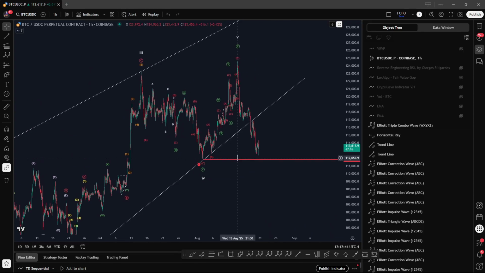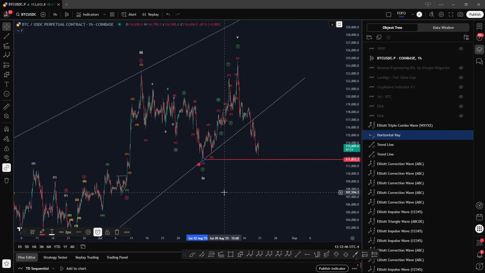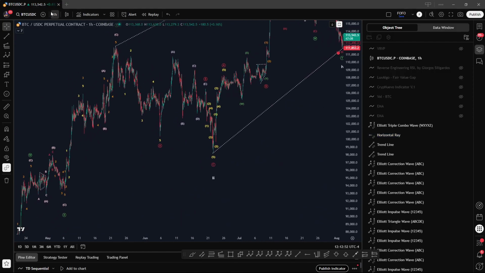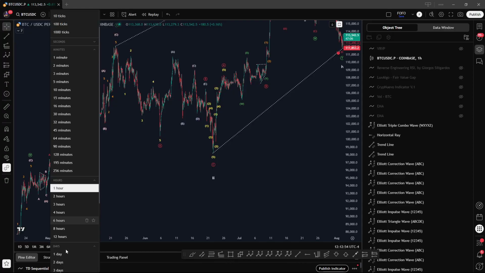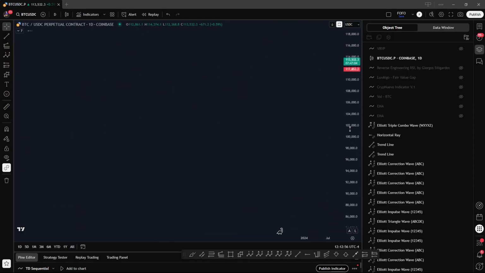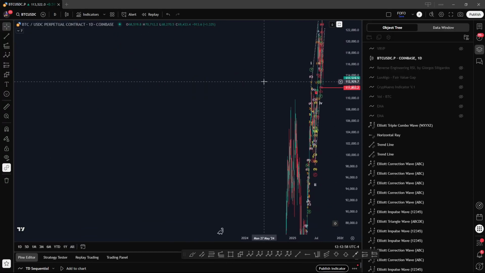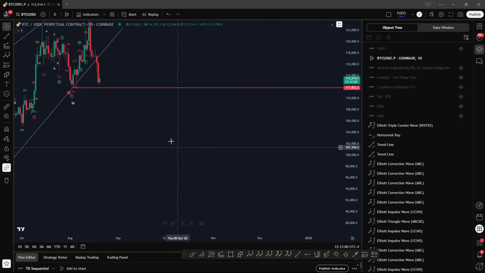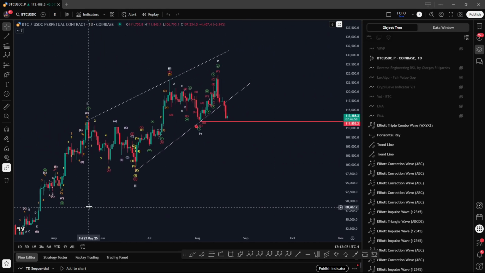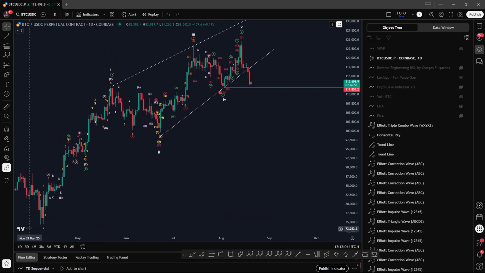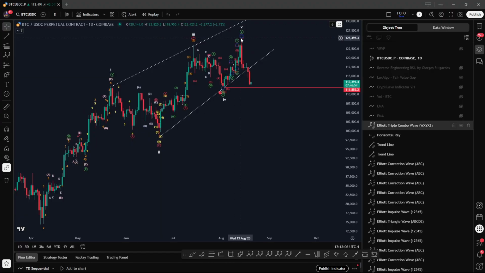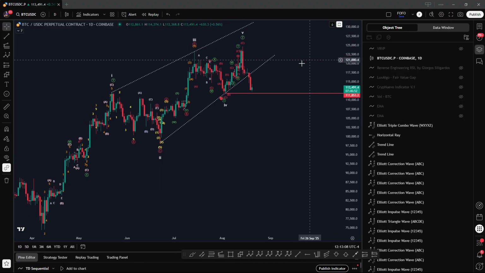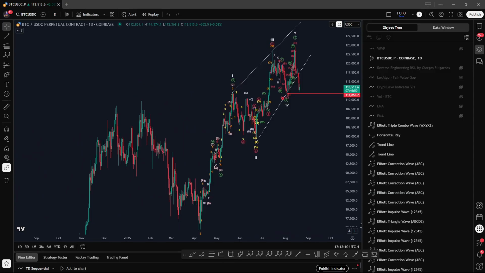But if this breaks, it's over. It's done. This whole move, at a minimum. This whole move from 75K is complete, at a minimum. Now we could talk about the extension.